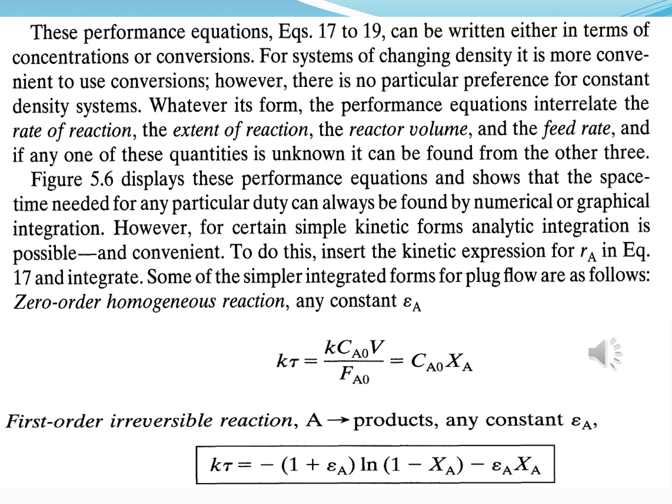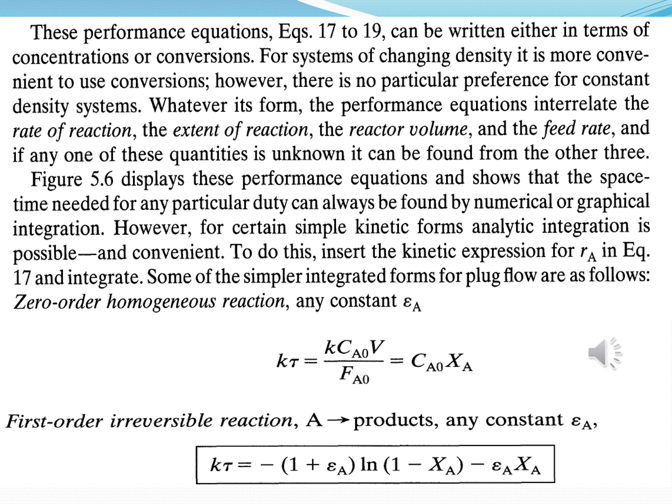So to do this, insert the kinetic expression for RA in equation 17 and integrate. Some of the simpler integrated forms of plug flow are as follows. Here we are talking about plug flow reactors, or also batch reactors, because batch and plug flow have integration inside them, but the mixed flow reactor has no integration in its performance equation. So, zero order homogeneous reaction at any constant EA.